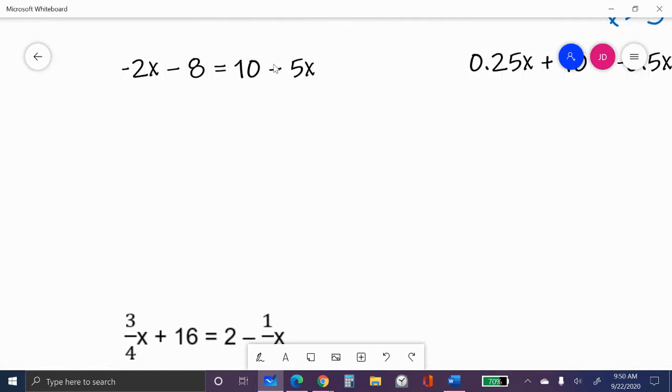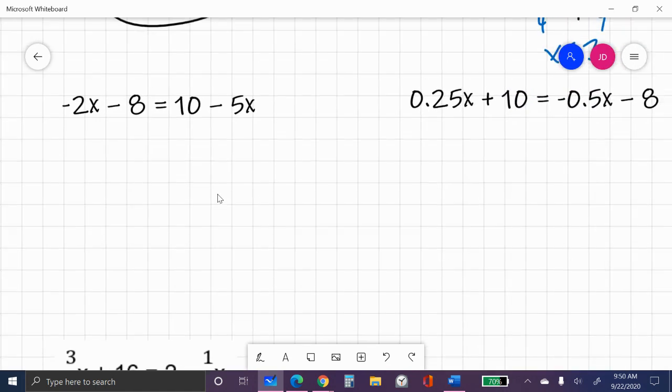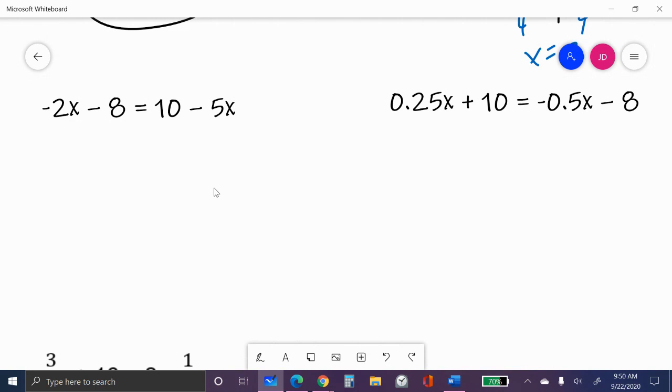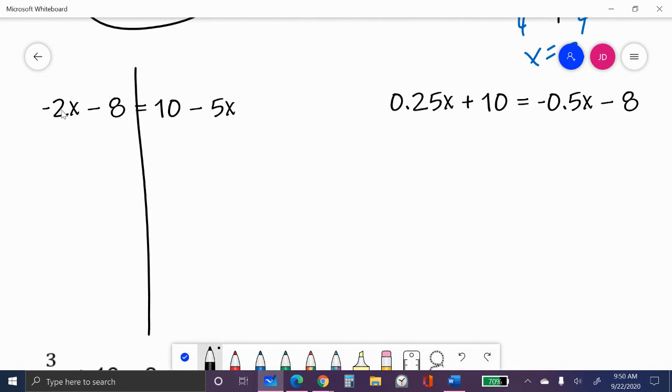All right, now we have variables on both sides, and we have constants on both sides of the equal sign. I'm going to move this a little bit here. Line down the equal sign. Since I have variables on both sides and constants on both sides, I'm going to bring the smaller of the variables over. So negative 5x is smaller than negative 2x. So I'm going to add 5x to both sides, and that way you'll avoid having negative numbers. I don't like working with negative numbers.